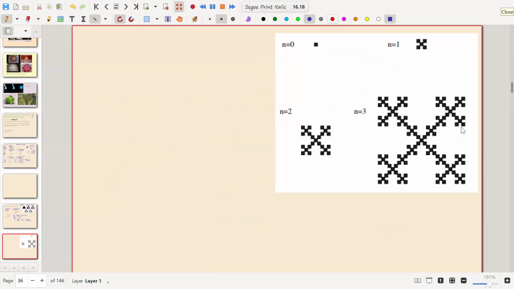Okay, this is another fractal. This is known as the snowflake fractal. Now, does it look like a snowflake? I mean, it looks like the game.